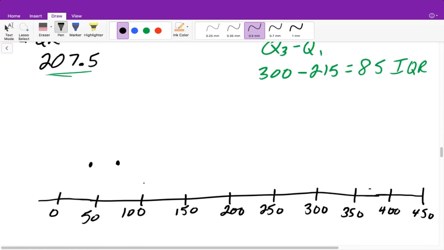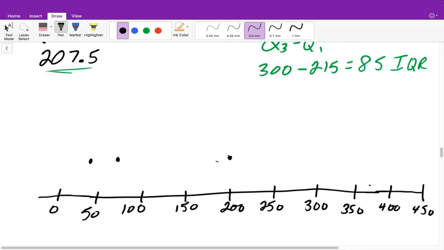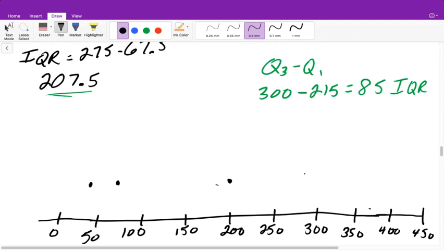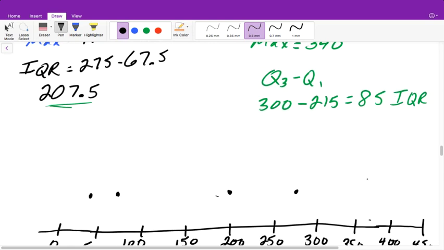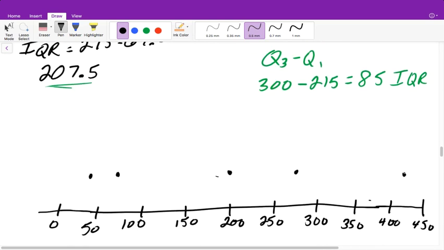Then we have 200 for a median. So 200 will be all the way out here. 275 for our Q3, so that will be right in the middle. And 420 for our maximum, so that should be right about here.